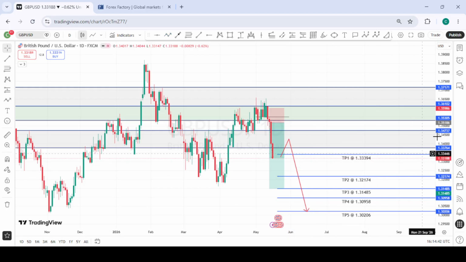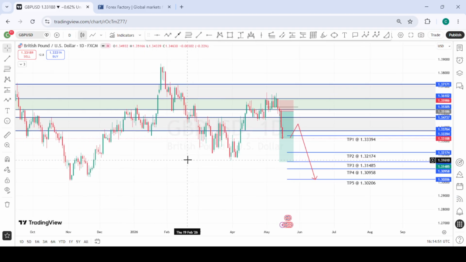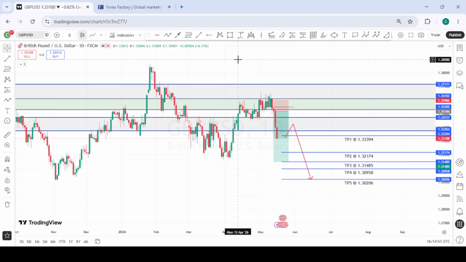Since we have a very strong DXY likely to play out, we're going to be looking out for sells on GBPUSD rather than buys. So we are very bearish on GBPUSD, unless price finds its way all the way to break above these structures over here, then we know we are bullish. Until then, we are very bearish on GBPUSD for the coming week.